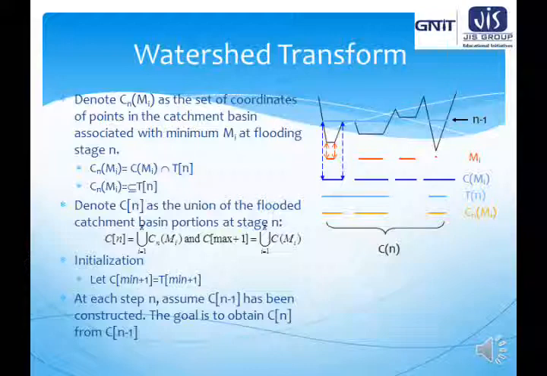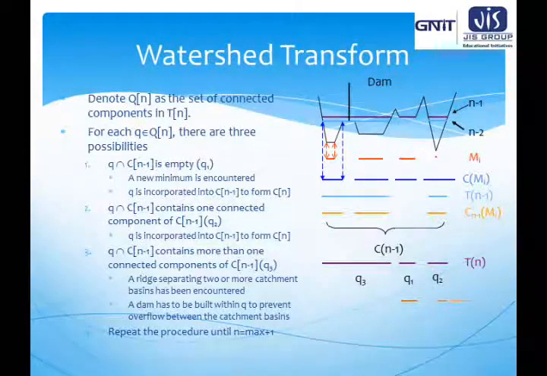So next, initialization: let C[min+1] equal T[min+1]. At each step n, assume C[n-1] has been constructed. The goal is to obtain C[n] from C[n-1]. Now denote Q[n] as the set of connected components in T[n]. For each q which belongs to Q[n], there are three possibilities.